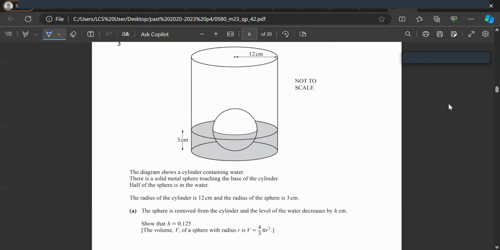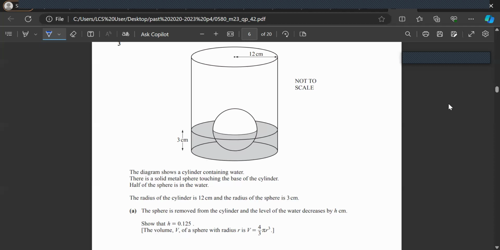Now he's telling me the diagram shows a cylinder containing water. There is a solid metal sphere touching the base of the cylinder, half of the sphere in the water. The radius of the cylinder is 12 centimeters and the radius of the sphere is 3 centimeters. The sphere now is removed from the cylinder. So what do you think? When the sphere is removed, what will happen to the water level? It will go down.